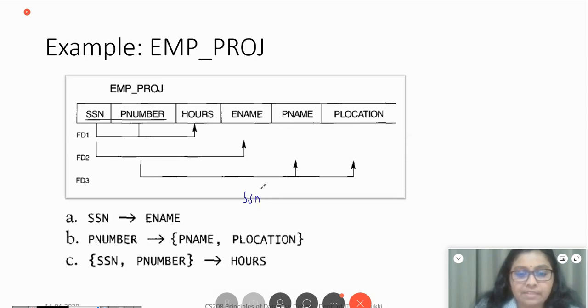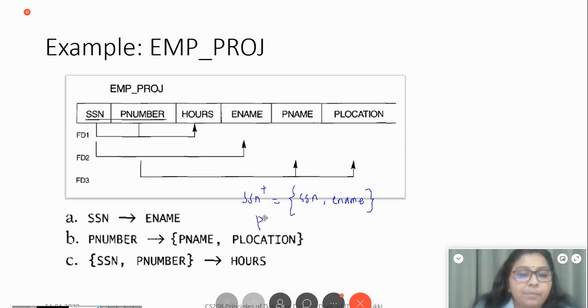In the closure set of SSN, which is SSN plus, I have SSN. Now I see, are there any FDs in my FD set which have SSN on the left-hand side? Yes, I have an FD SSN to E name. So I add the right-hand side attribute to my attribute closure set, so E name. Now I see whether there are further FDs that have SSN or E name on their left-hand side. No, I don't have any. So that's it. This is the attribute closure of SSN.